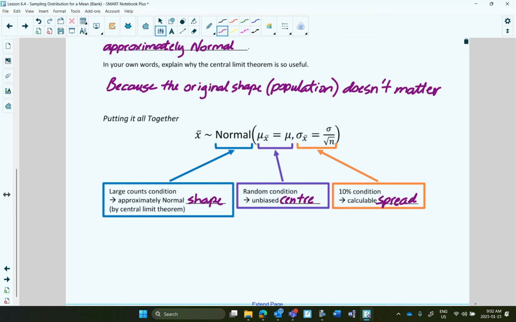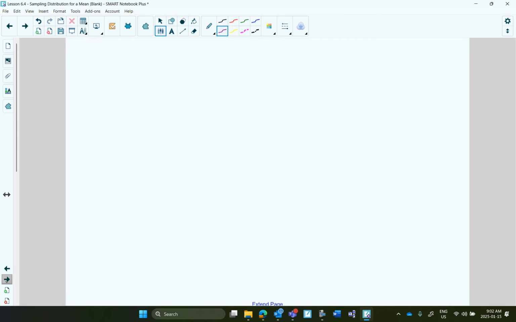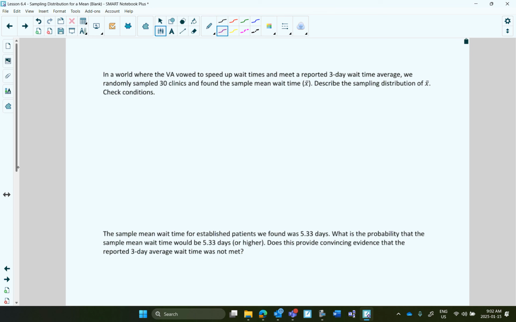Okay, so pulling this all together in the original problem. Last thing we need to do. We're making the assumption that the population mean wait time is 3, because that's the claim or the goal that's being stated. We randomly sampled 30 clinics and found the sample mean wait time. We want to describe the sampling distribution of X-bar and check the conditions.